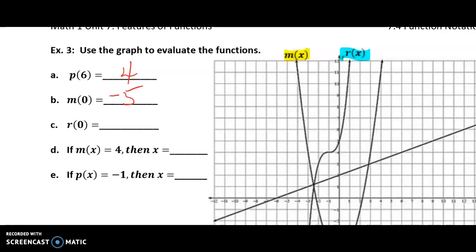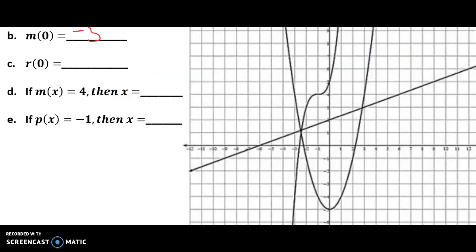Now let's see what you can do for r of 0. For r of 0, we need to go to 0 on the x-axis, because that's our input value. Then we need to make our way quickly towards the r of x graph. So we need to move up, and here we are. We hit the graph, and we also hit the y-axis. So this is the point that we're interested in. At r of 0, the output value is a +5.